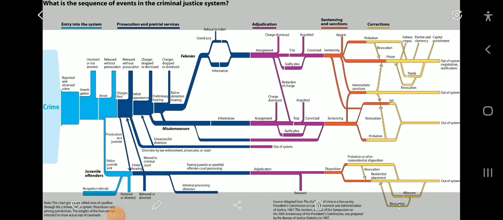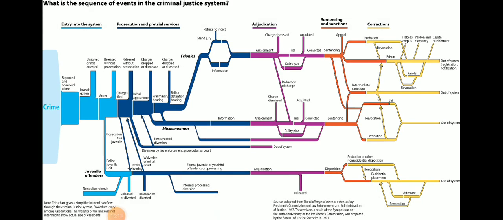It's a very beautiful chart. It explains and portrays the picture of the criminal justice system very beautifully. It explains all the components one by one. Look: crime, entry into the system, prosecution, police work, adjudication, court work, and the fourth part is correction, the imprisonment. It's a very beautiful explanation.